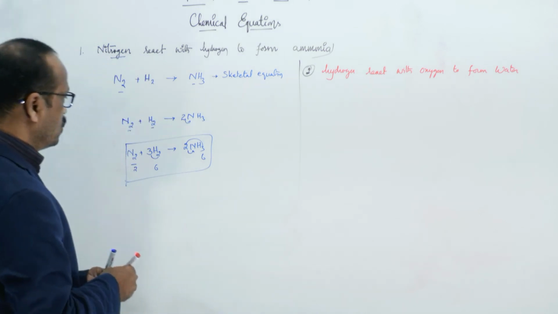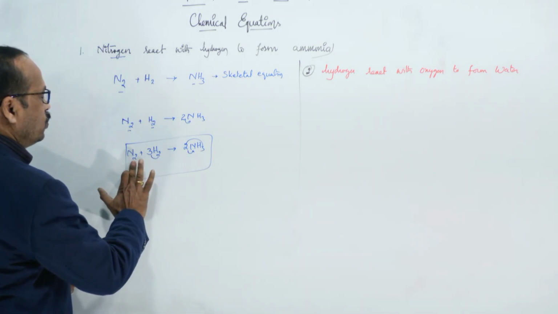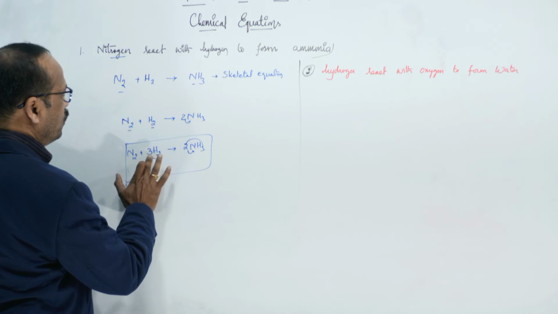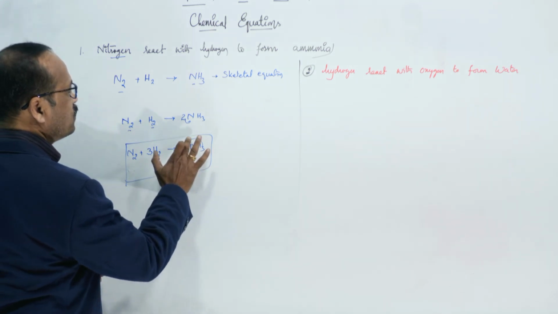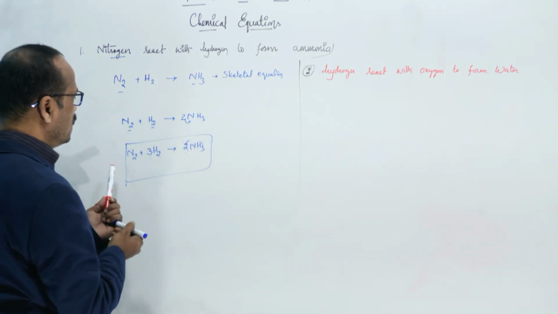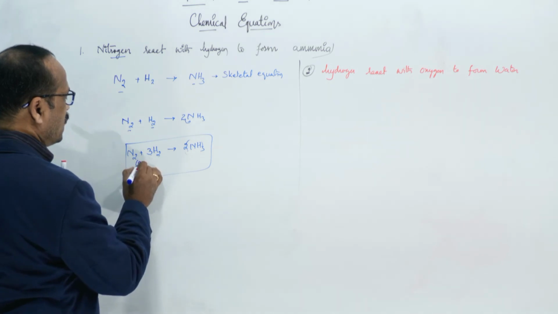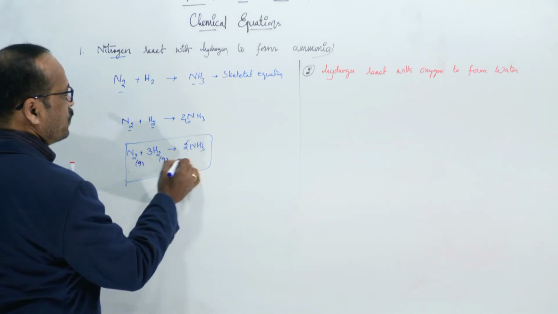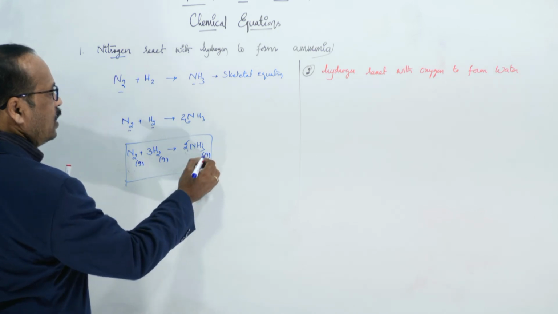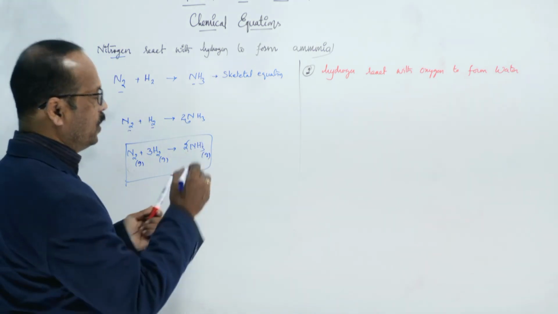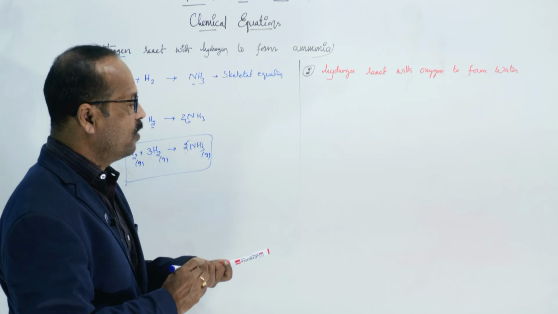Achha. Here one more step we forgot now. We have to make the reaction more informative. So what I said, you should mention the physical states. So the physical state of nitrogen is what? Gas. So write here gas. Hydrogen is also gas, and ammonia is also gas. Okay. This is right.